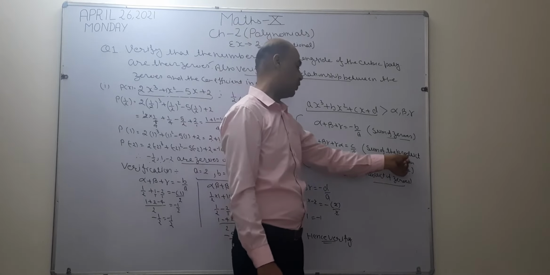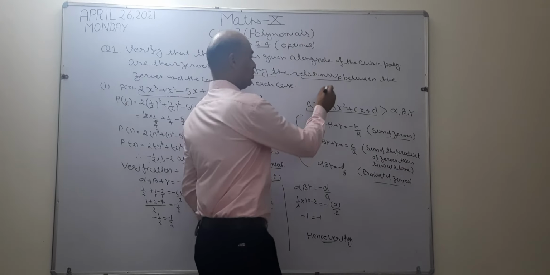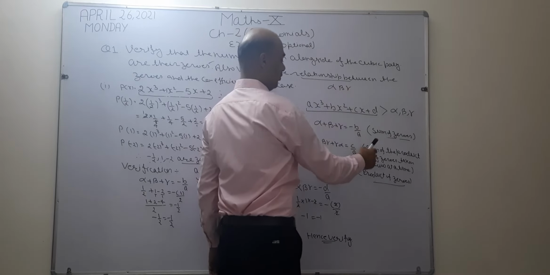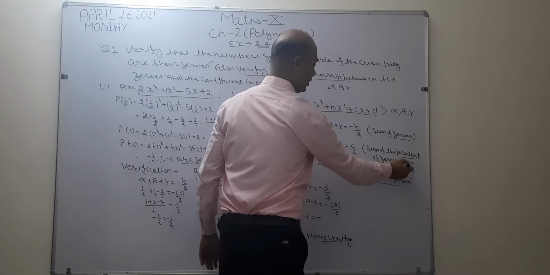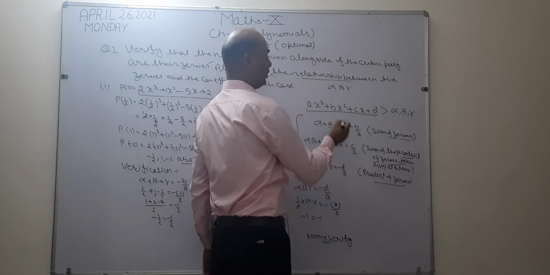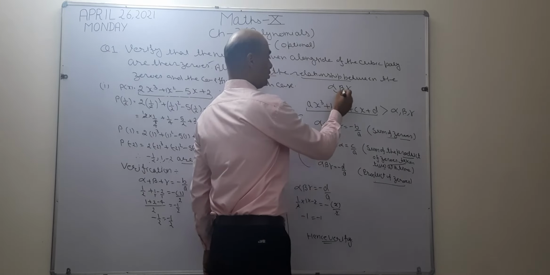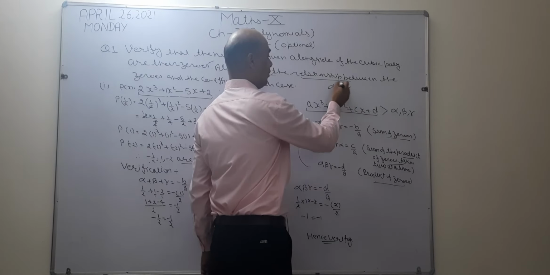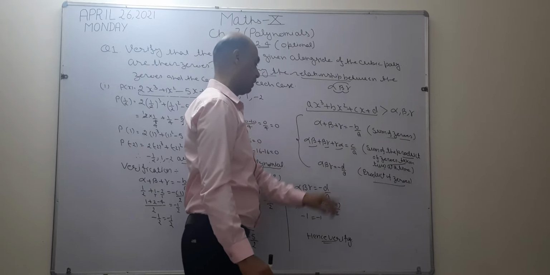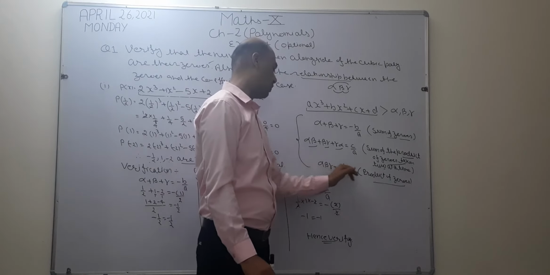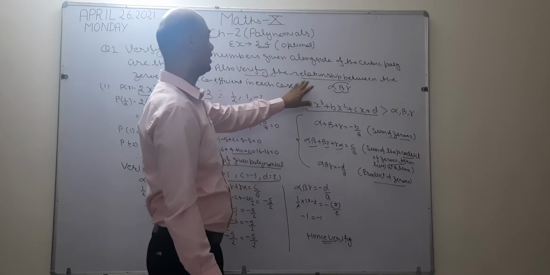After that, the sum of the product of zeros taken two at a time. What is the meaning? Three zeros are given, and we have to take two zeros at a time, like alpha beta plus beta gamma and gamma alpha. This formula is known as c by a. After that, the product of the zeros, alpha beta gamma, is minus d by a. Using these formulas, I am going to check the verification part.